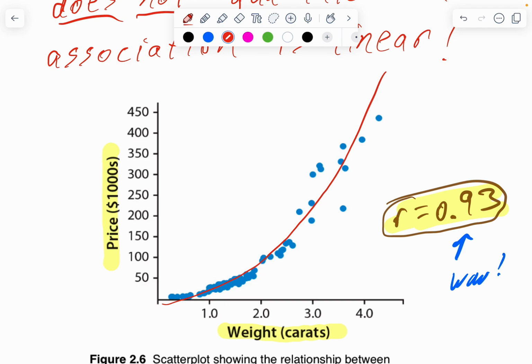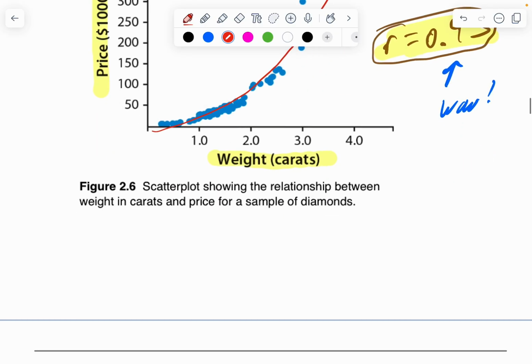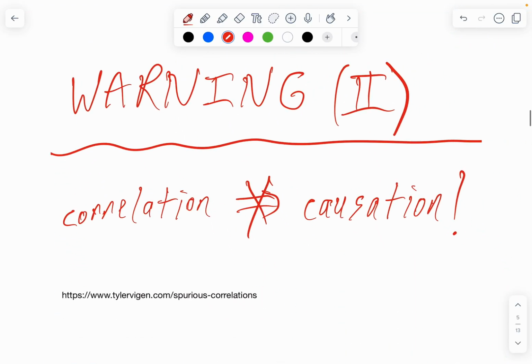So even though the correlation coefficient tells us the relationship is close to linear, our eyeball test tells us that that's best described as curved. So the big idea: make sure you look at the graph of the data. Don't just look at the correlation coefficient alone.